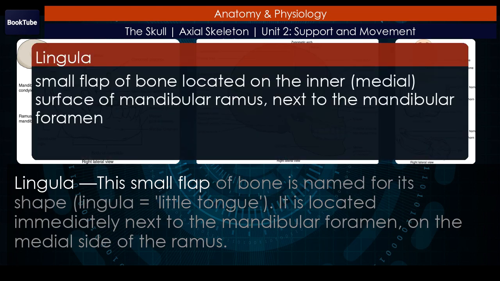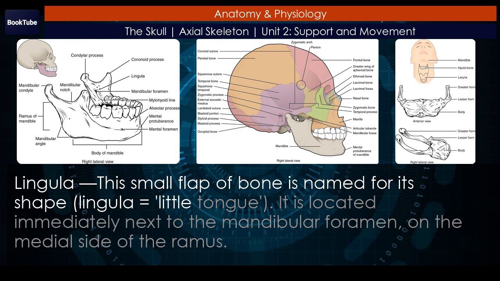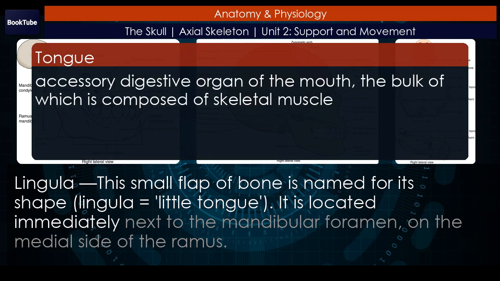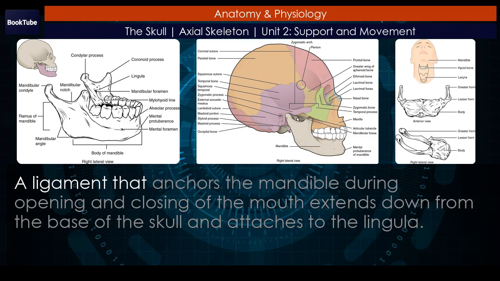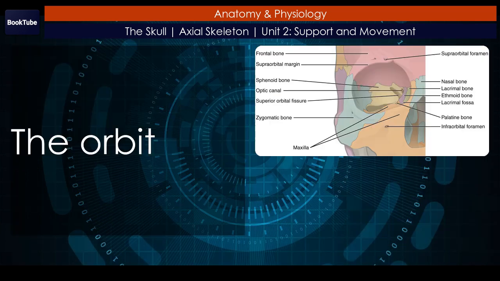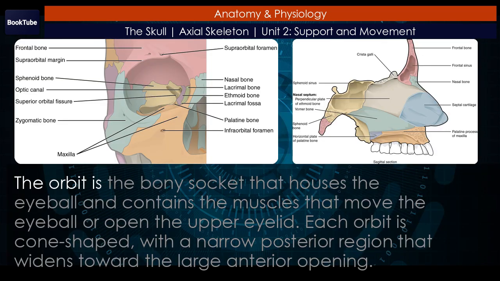Lingula. This small flap of bone is named for its shape. Lingula equals little tongue. It is located immediately next to the mandibular foramen, on the medial side of the ramus. A ligament that anchors the mandible during opening and closing of the mouth extends down from the base of the skull and attaches to the lingula. The orbit. The orbit is the bony socket that houses the eyeball and contains the muscles that move the eyeball or open the upper eyelid.